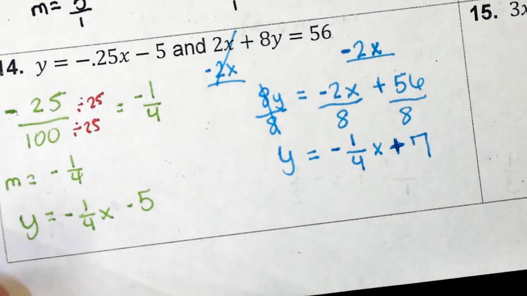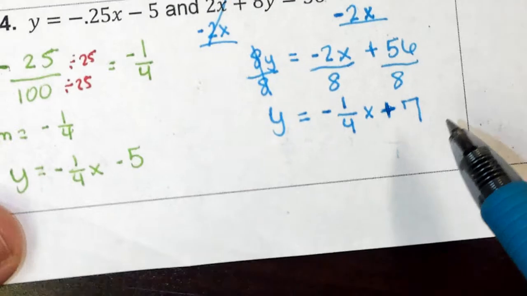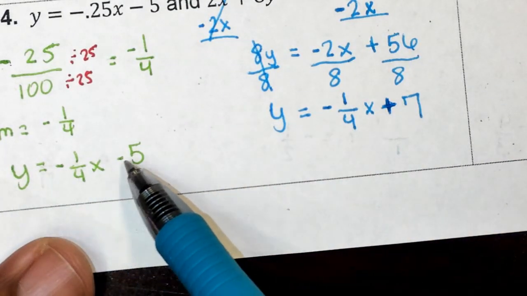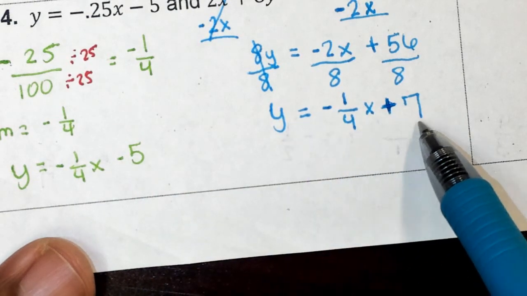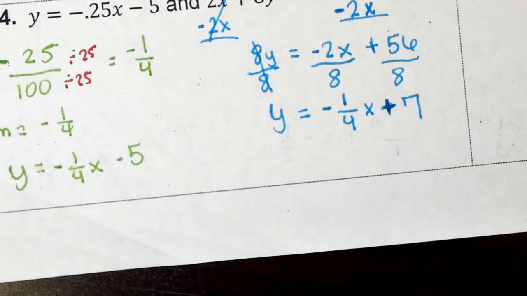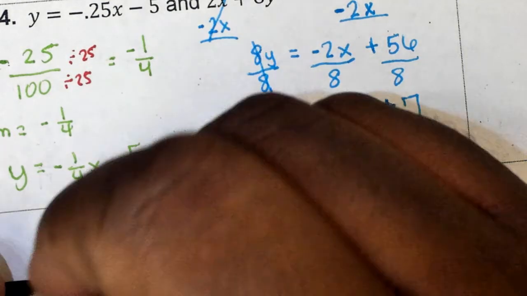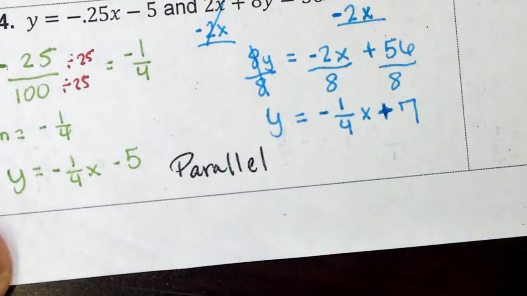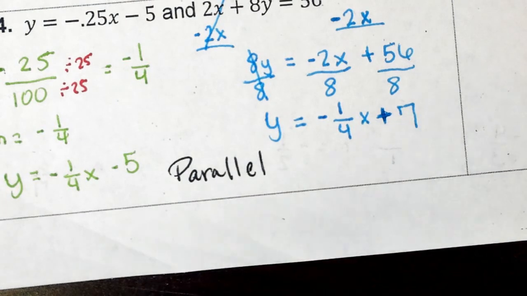So this is my other equation in slope intercept form. So these are the two equations we need to be comparing on this one. y equals negative 1 over 4x minus 5, and then y equals negative 1 over 4x plus 7. Now that they're both in slope intercept form, I can tell you what the lines are. Are they parallel, perpendicular, or neither? Parallel. The slopes are the same, they gotta be parallel.